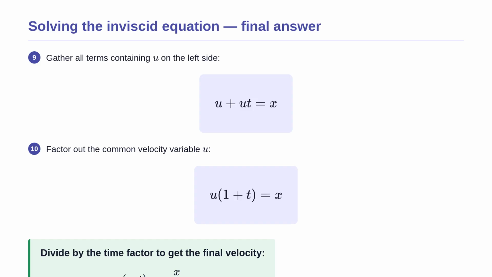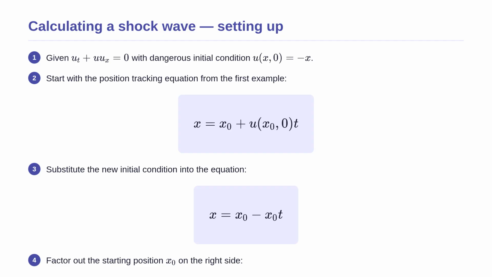Physically, this tells a beautiful story. As time gets larger, the denominator grows, causing the overall velocity to shrink and the wave to stretch out smoothly. Now that we have solved a smooth case, let us look at a dangerous scenario where a shock wave actually forms. We use the same inviscid equation, but this time our initial condition is negative x. This means fluid is rushing inward toward the center from both sides, setting up a massive collision.